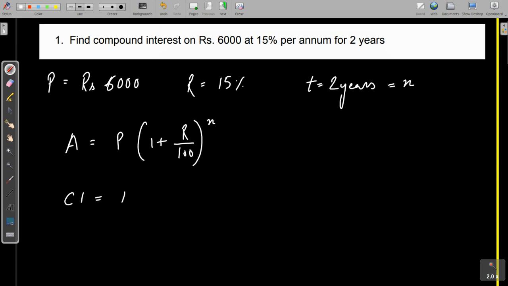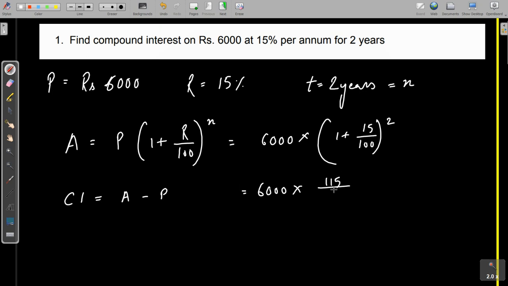For CI we had A minus P, so we first try to find the A, which becomes 6,000 into 1 plus 15 by 100 squared. Solving this further, we would get something. Remember, we learned about this. So this much, and then this would give us... Don't try to multiply the terms or get the squares first. Okay, just expand everything and keep it till the end.